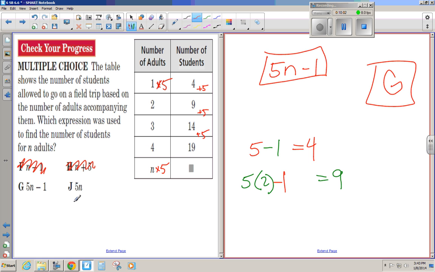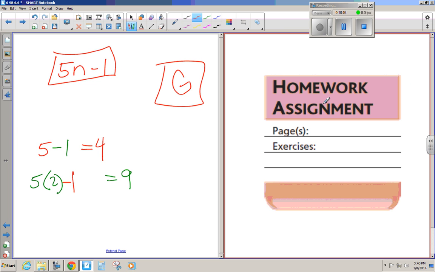All right, so that should give you a good idea on how to work on the check your understandings, which are on page 346, and are numbers 1 through 4.